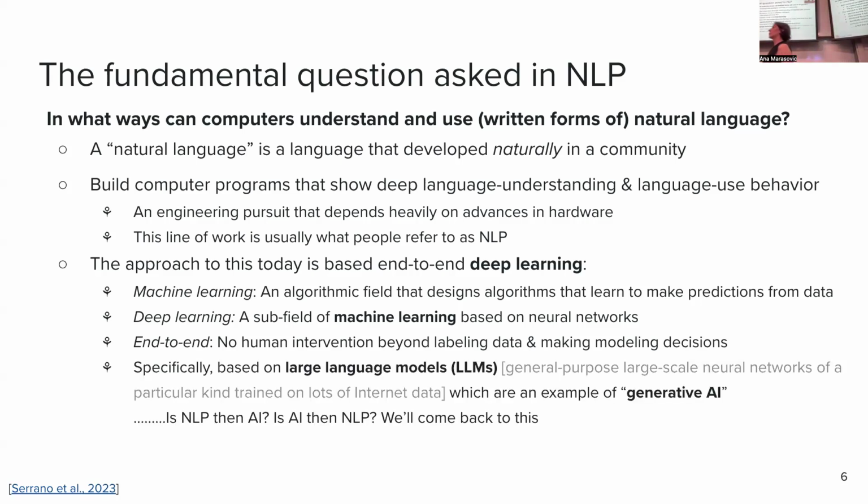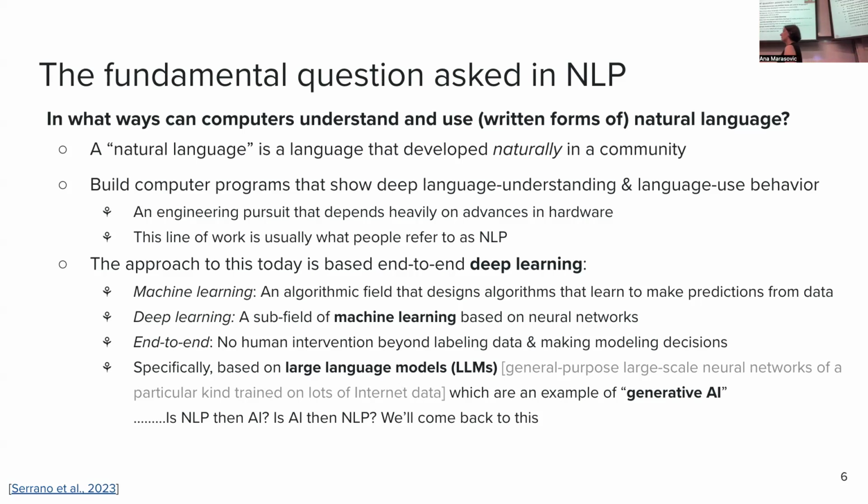And we're not going to focus on any kind of end-to-end deep learning model for NLP. We are specifically going to focus on large language models, which probably means something to you already. These are general purpose, large-scale neural networks that have been trained on trillions of tokens. Think about tokens as subwords or words that we find on the internet data, literally the entirety of the internet.